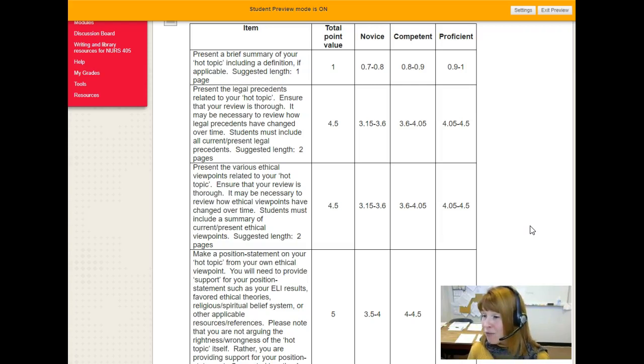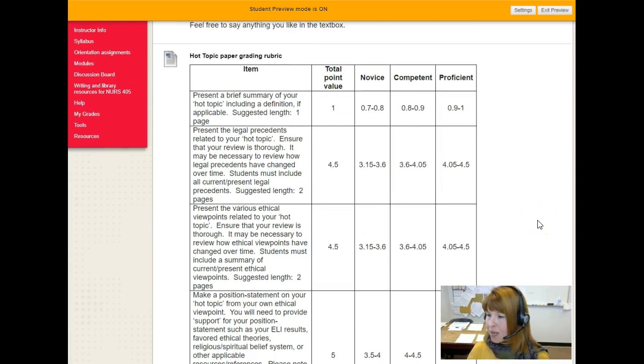This tutorial is going to focus on unpacking the Hot Topic paper grading rubric. And again, we'll go through every item and I'll try to give you some helpful hints and tips for maximizing your success. This assignment, just like the putting it all together discussion board, is worth a total of 15 out of 100 points for the semester. It is a grade changer.